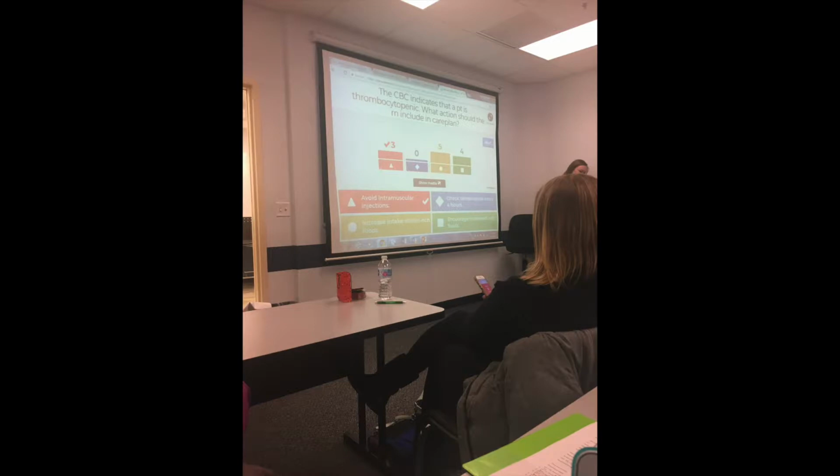What is a normal RBC count, red blood cell count? For a male or a female? Nope, RBCs are the same for males and females. It's the hemoglobin and hematocrit that are different. Red blood cell normal count is 4.7 to 6.1.